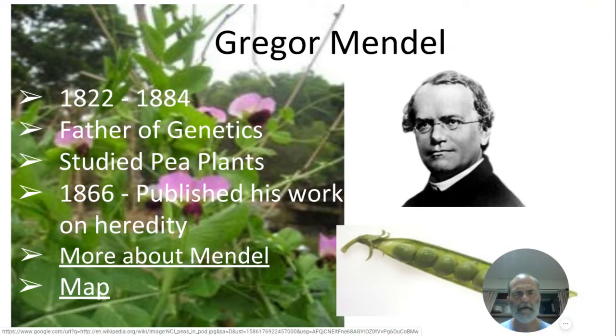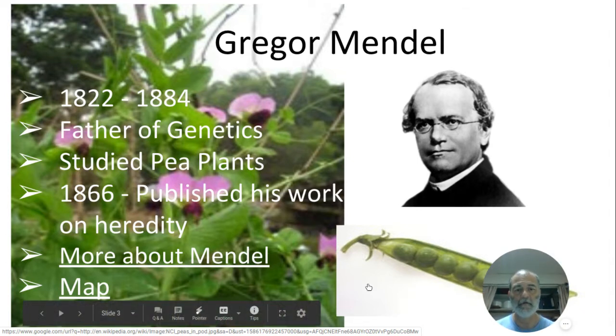So tall plus tall equaled tall. Short plus short was always short. But when he took tall and short, he got tall. And when he took those talls and crossed them with other talls, he got mostly tall, but not all. Now, we're going to learn a little bit more about that when we talk about Punnett squares near the end, but that was his main experiment, and that's why he's called the father of genetics.